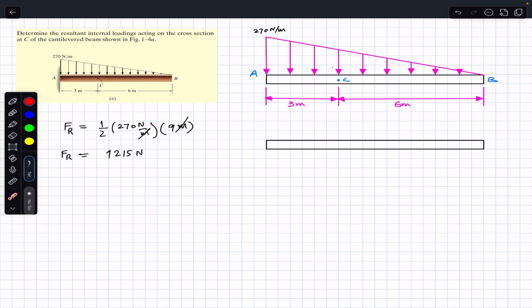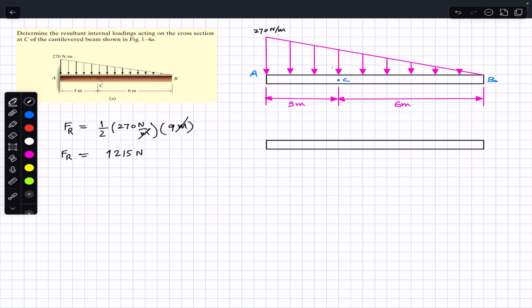So always this force will be acting at the centroid of its shape. So let's say if we are given this distributed load in the shape of a triangle, then the centroid of a triangle is at a distance of 1/3 from this base. So 1/3 from this base, or from this end it will be 2/3. So the centroid of this triangular area will be somewhere here, and this distance will be 1/3 of this length. So 1/3 of 9.